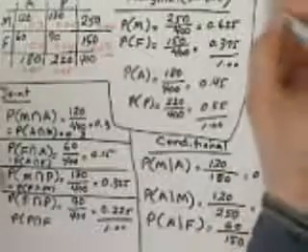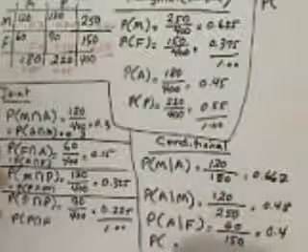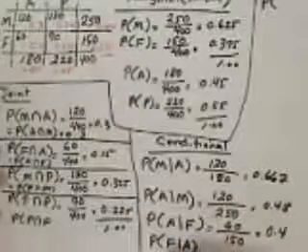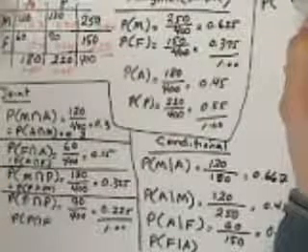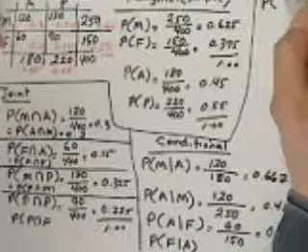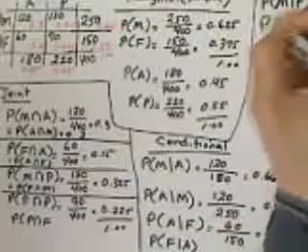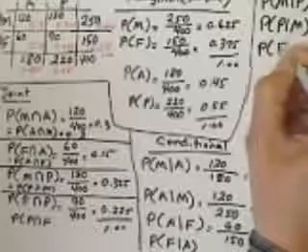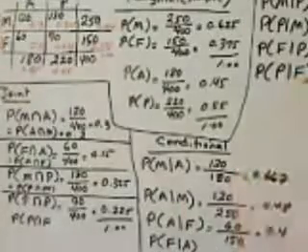Similarly, you can calculate probability of M given A, A given M, A given F, F given A, and other probabilities. For performance, M given P, probability of P given M, probability of F given P, and probability of P given F. Each of these can be computed.